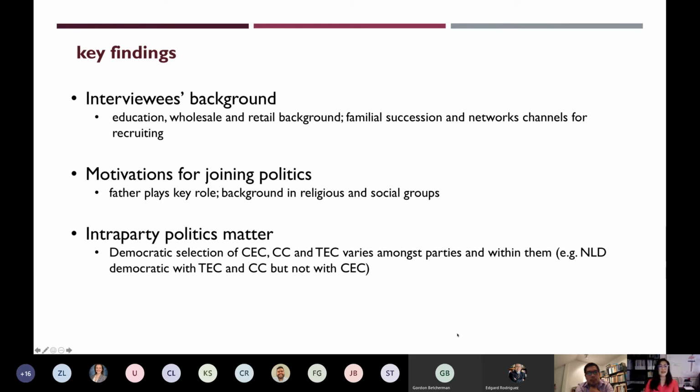A key finding in our research is that intra-party politics matter a lot. Our paper gets into a lot of detail about the democratic or undemocratic selection process of the CEC, CC, and TEC, where TEC refers to the Town Executive Committee at the town level. The selection methods vary. For example, the NLD is very democratic in terms of the selection of leaders at the bottom level, but the CEC is very much directed by one person, or a small group of people who appoint people to be in the CEC.